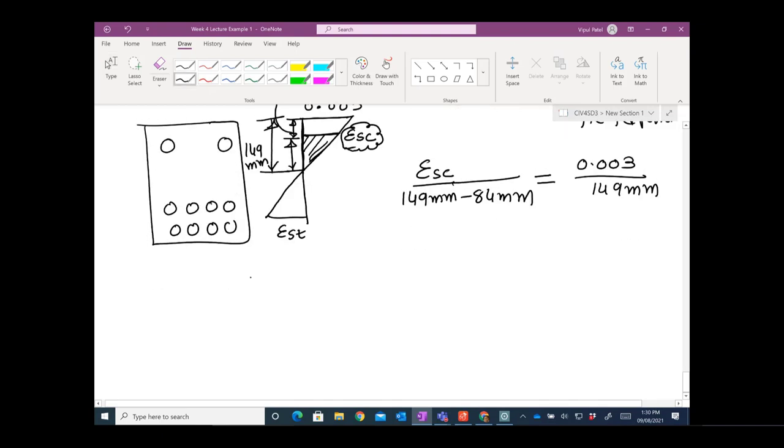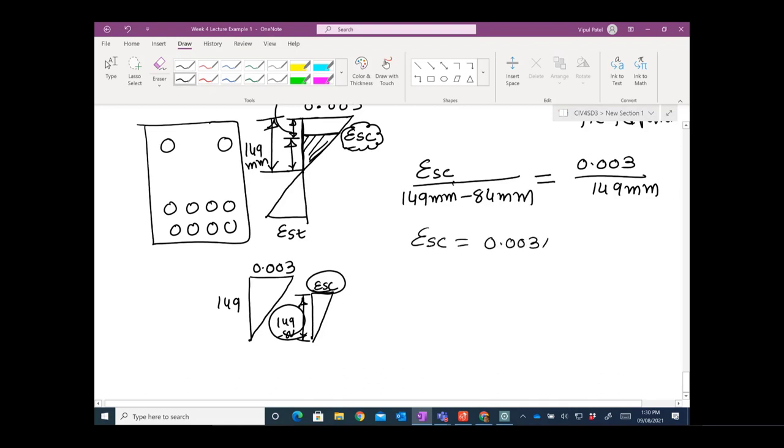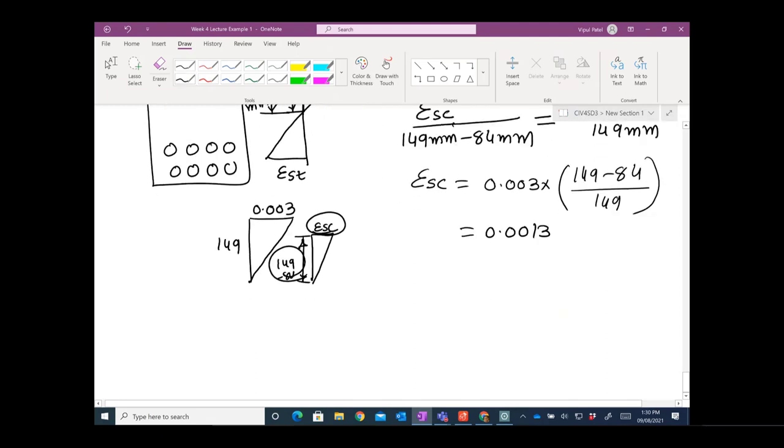So if I redraw these two triangles differently, that is 0.003 and you have 149. And there is one more little one which has the same angle, but this distance is 149 take away 84, and that is epsilon SC. So this divided by this is equal to this divided by this. So if I want to calculate epsilon SC, in that case 0.003 times 149 take away 84 over 149, you will get 0.0013. Now let's check it out.